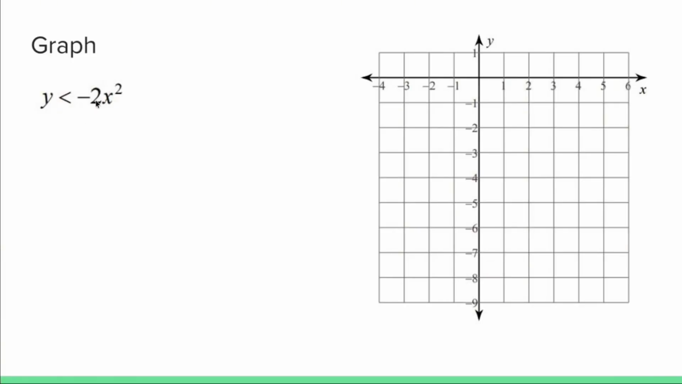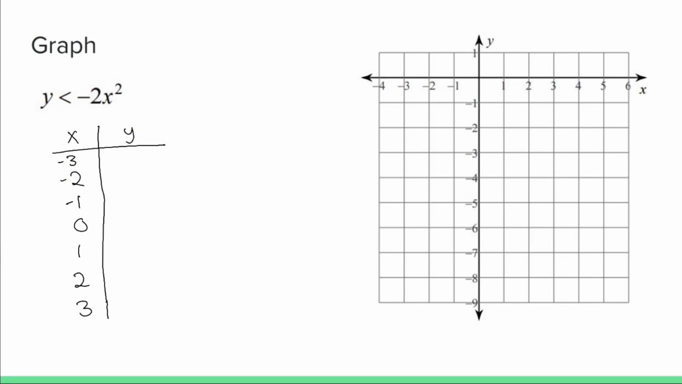Graph y is less than negative 2x squared. In order to graph this, we need a good idea of what negative 2x squared looks like. So let's pick a couple x values, get a couple y values, and see what happens. Since there's no adding or subtracting, and it's just x squared, I know my vertex is going to be right there at the origin. So why don't I pick 0? Whatever 1 is, negative 1 behaves the same way; whatever 2 is, negative 2 behaves the same way; and whatever 3 is, negative 3 behaves the same way.